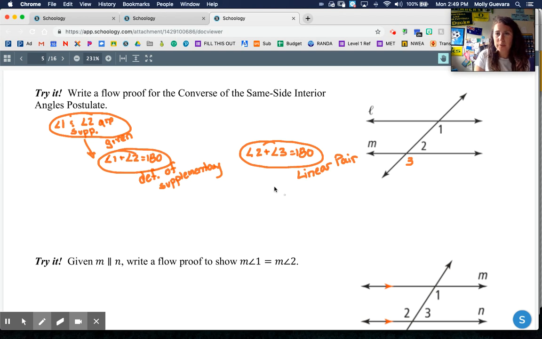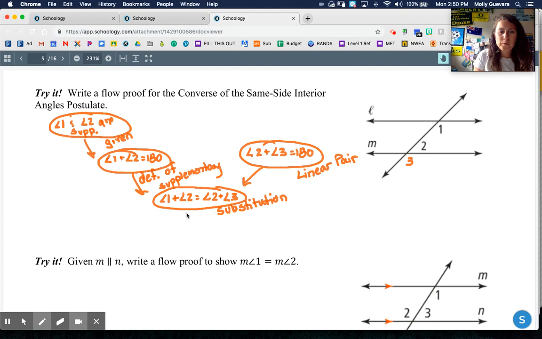2 and 3 also add to 180. So if 1 and 2 add to 180 and 2 and 3 add to 180, then I can say that those are equal. So angle 1 plus angle 2 equals angle 2 plus angle 3. And we can use transitive property or we can use substitution. So again, either way. If I subtract my angle 2 from both sides, I just get that angle 1 is congruent to angle 3. And that's just from subtraction. All I did was subtract angle 2 from both sides.